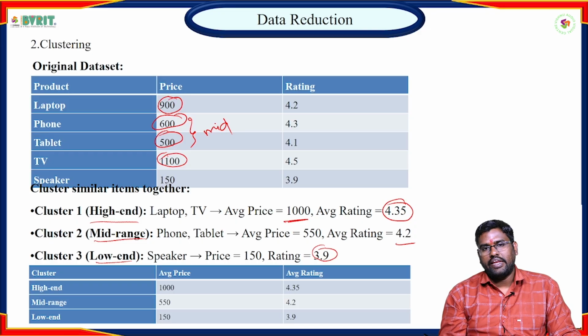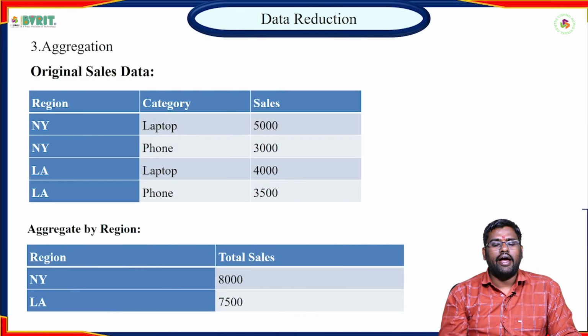So we are combining the similar type of items into a group of clusters. So that is about clustering. Next one, aggregation. Aggregation means it is used to combine the given things into a smaller set of things.